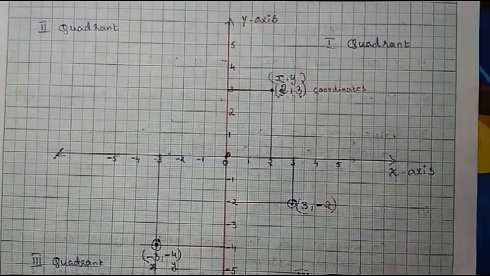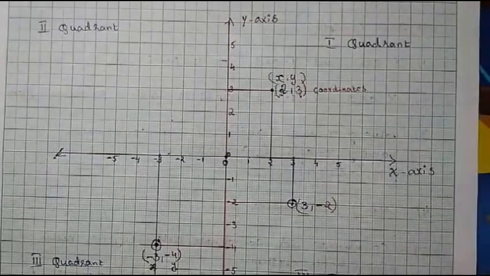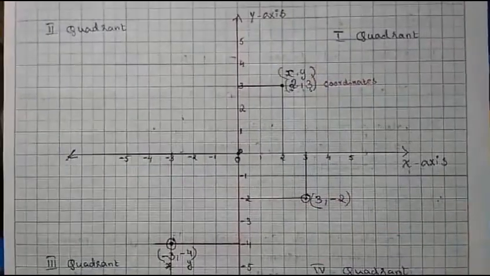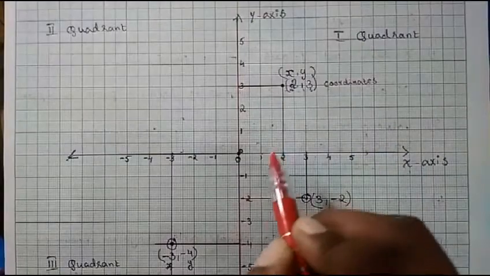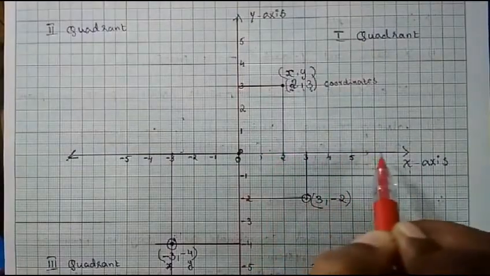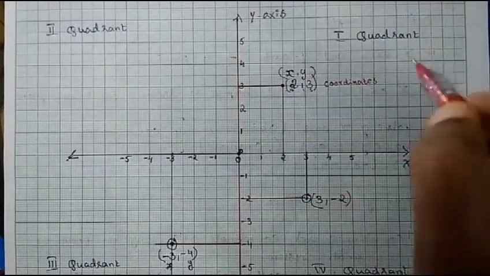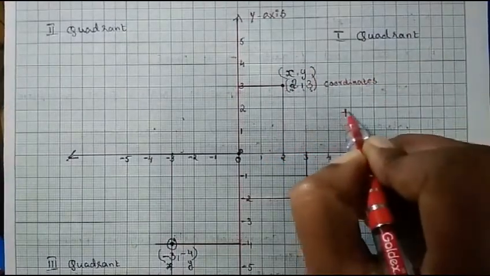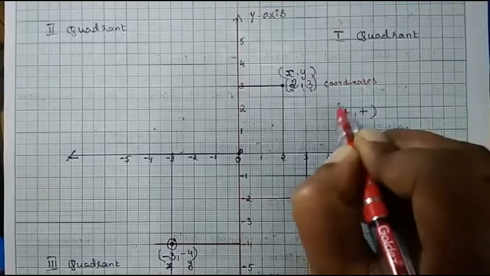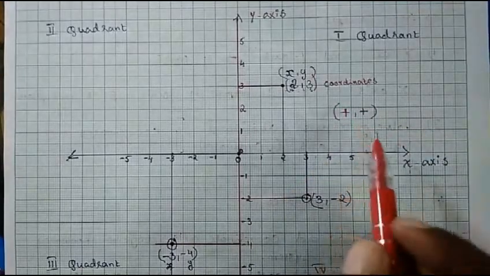Now let us study the sign of the quadrants. In the first quadrant, on the x-axis you have all positive integers, and on the y-axis also positive integers. So the sign of the first quadrant will be plus and plus. This is the sign of the first quadrant.